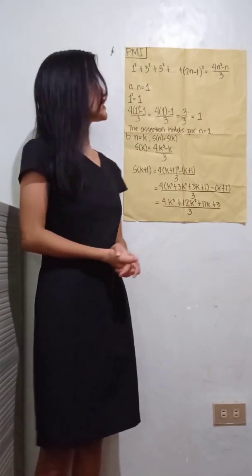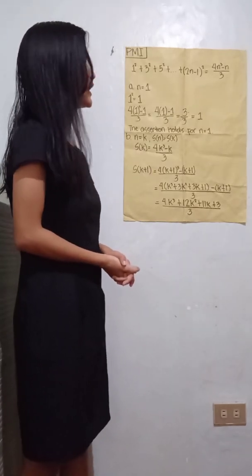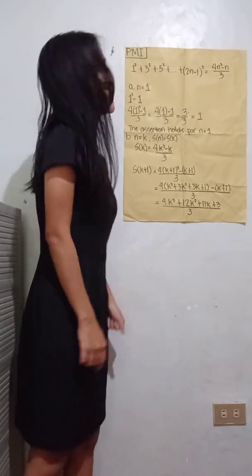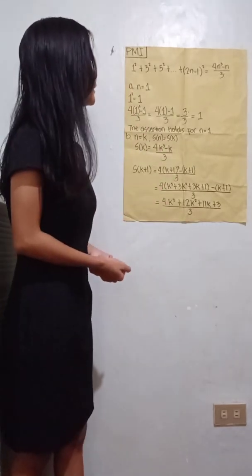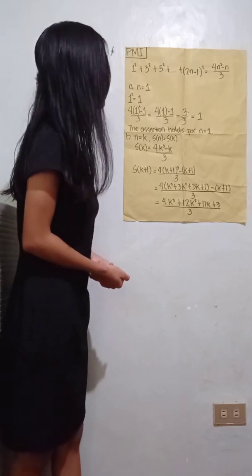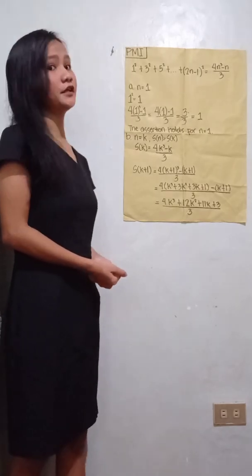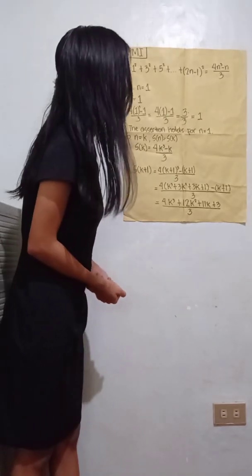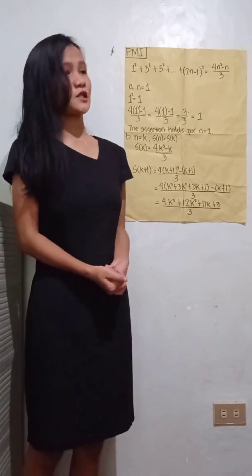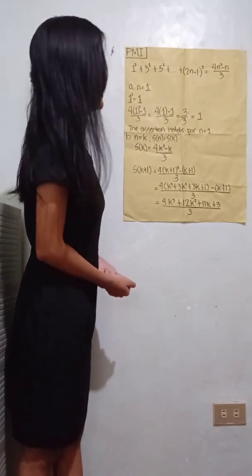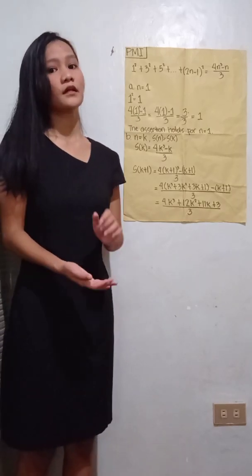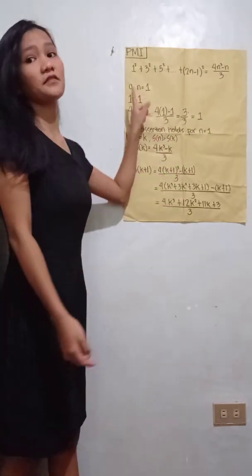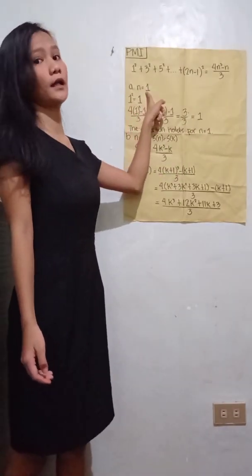In this video, I will be discussing the principle of mathematical induction, or PMI, to prove this given statement. Here we have 1 squared plus 3 squared plus 5 squared and so on, plus the square of 2n minus 1, is equal to (4n cubed minus n) all over 3. First, we will prove that this formula is true given that n is equal to 1.